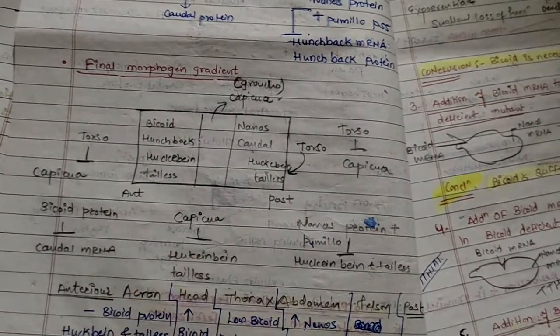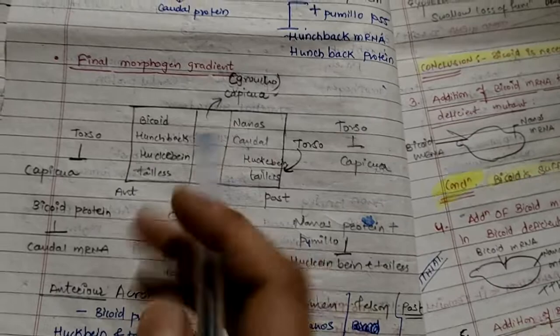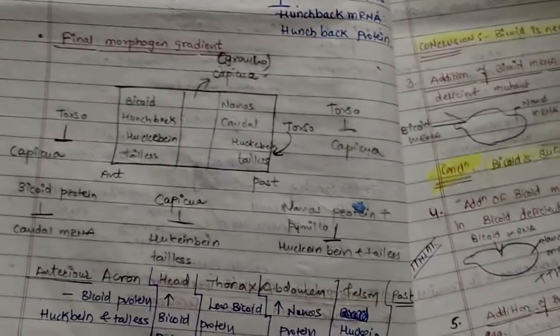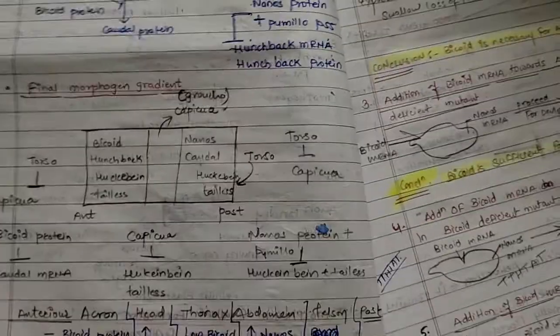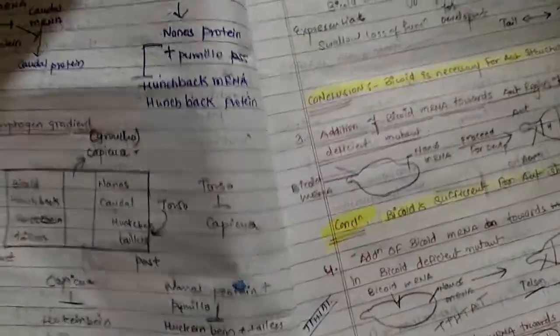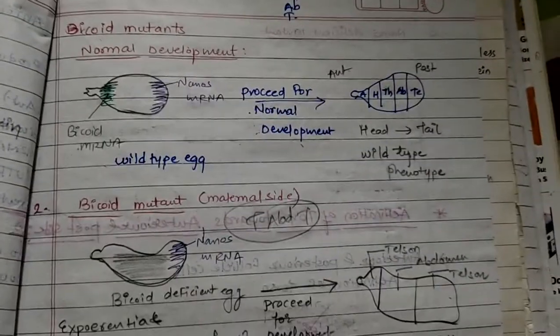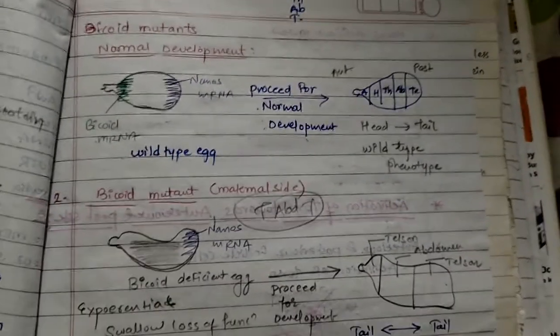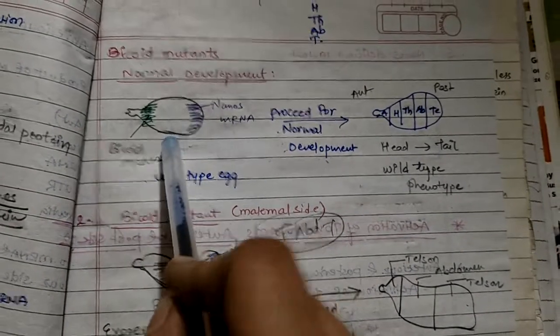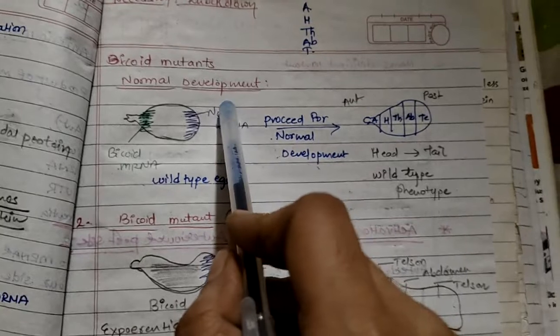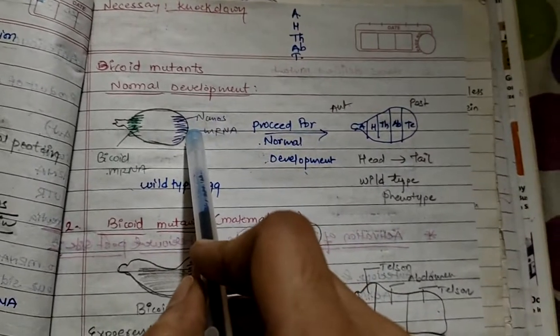So this is about morphogenic gradient and anterior posterior axis formation in Drosophila. Okay, anterior structures and posterior structures. Now, if you talk about the normal development in Drosophila, bicoid mRNA will function at the anterior end, whereas nanos and caudal will function at the posterior end.